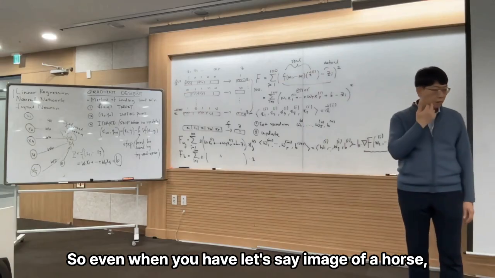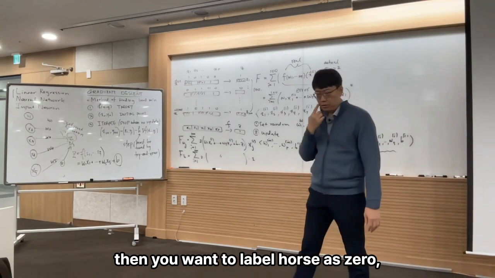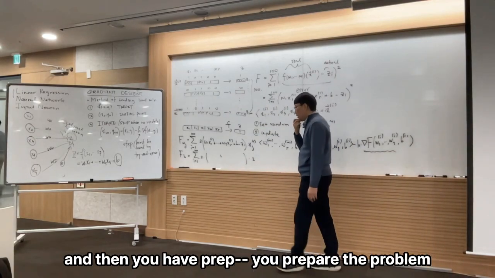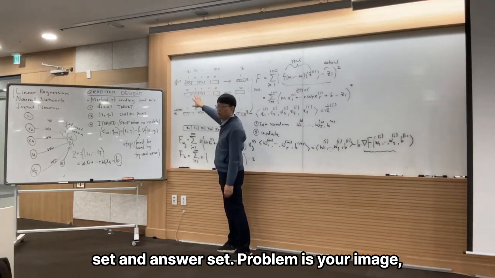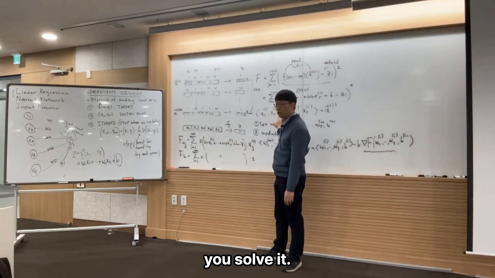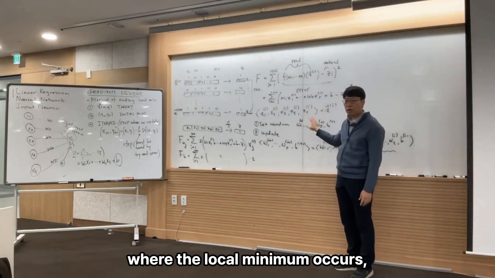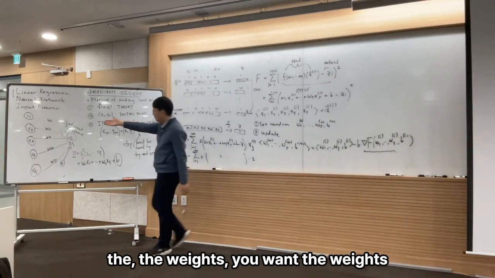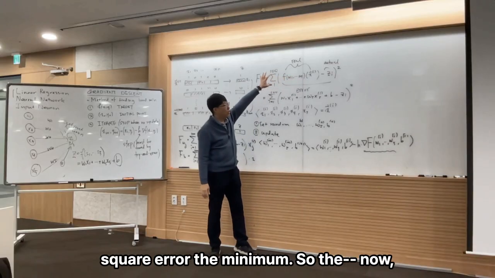Even when you have, let's say, an image of a horse, an image of a car, then you want to label horse as 0, car as 1, or train as 2, something like that. And then you prepare the problem set and answer set. The problem is your image, the answer is the label of that image. And then you set up your equation and solve it. Solving means that you want the local minimum, which means you want the weights which make the error, the square error, the minimum.